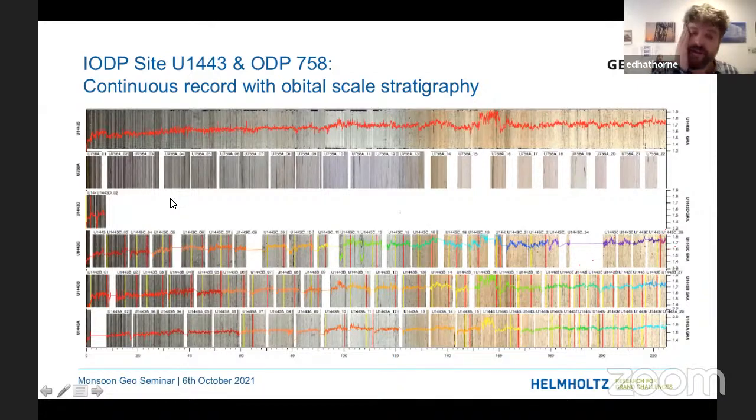And I wanted to make the point that if you're publishing IODP data, please give the core, the hole, the section, the interval, because without that information, it's impossible for someone to come and take your data and put it on a new age model easily. It's quite frustrating to not have that information sometimes.